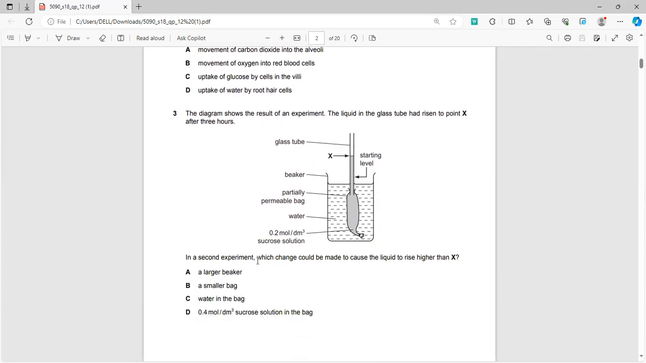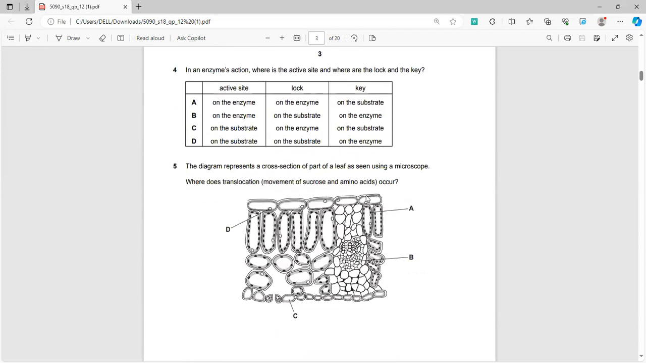Now in question number 3, they asked what change should be made in a second experiment to make the liquid level rise higher than X. If, for example, we were to place 0.54 moles per dm cubed of sucrose in this bag, there would be lower water potential inside the bag and higher water potential outside the bag. So water would diffuse inside by the process of osmosis, and therefore more liquid would be collected in this tube.